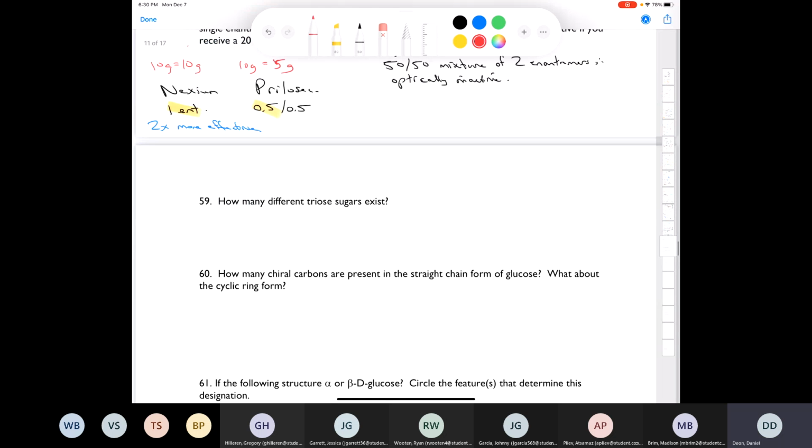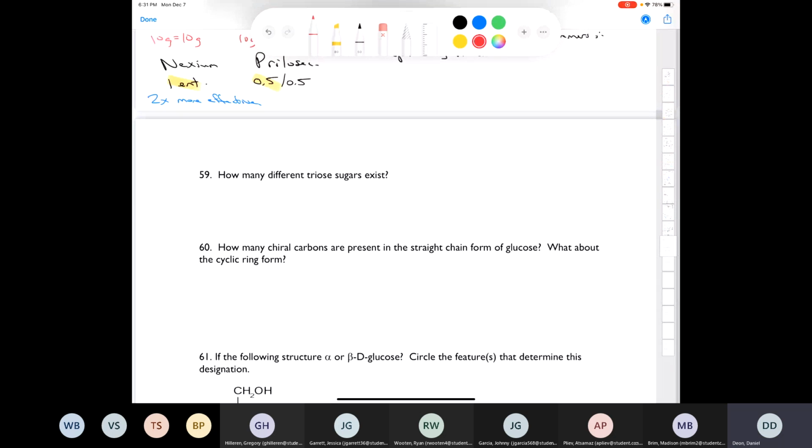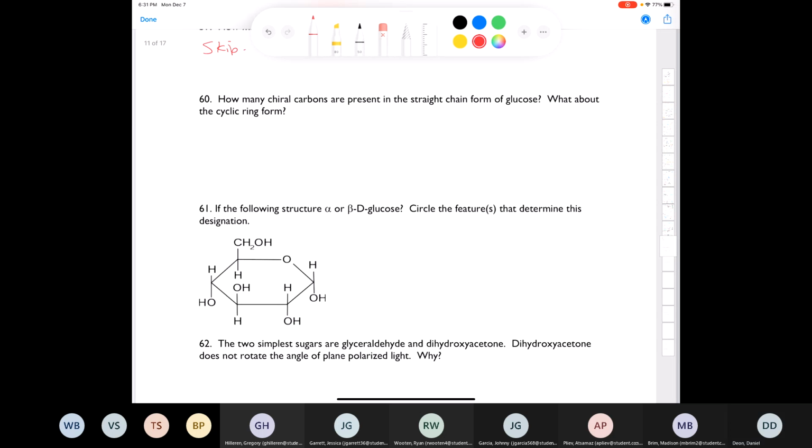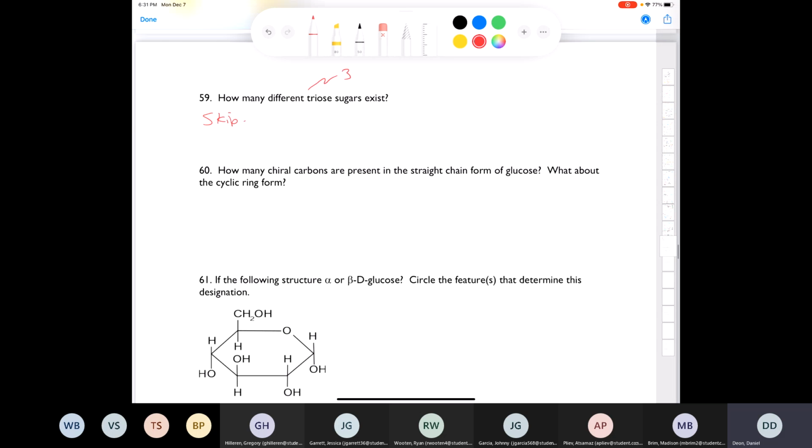All right, how many different triose sugars exist? Well, if you think about a triose sugar, this is a tough question. There's three triose sugars. Let's skip this one. I would never ask a question like that in that way. The answer is D-glyceraldehyde, L-glyceraldehyde, and dihydroxyacetone.